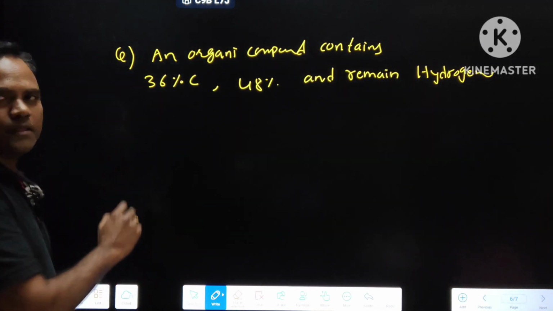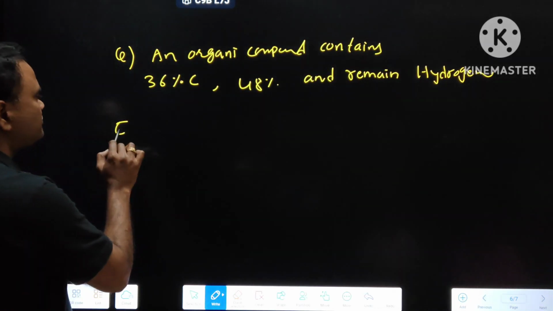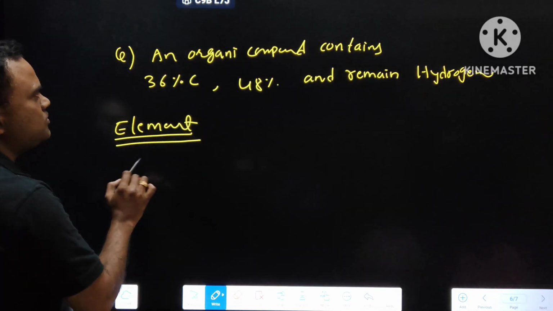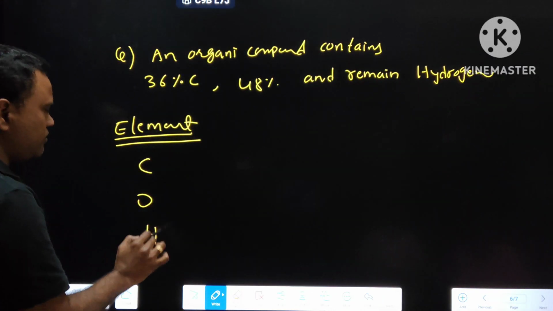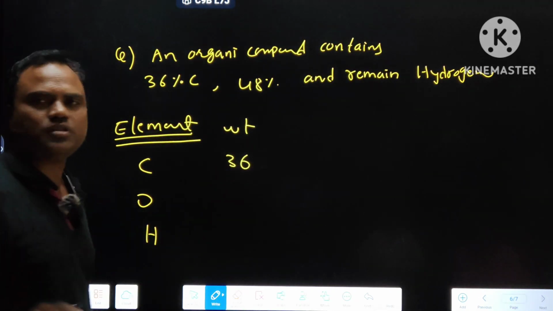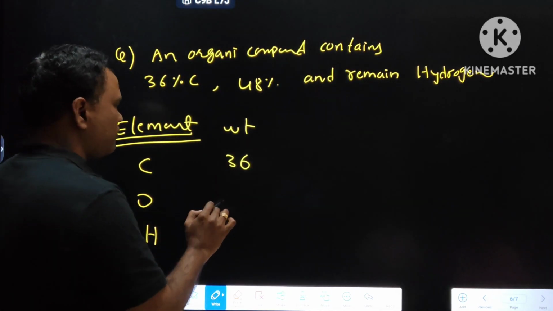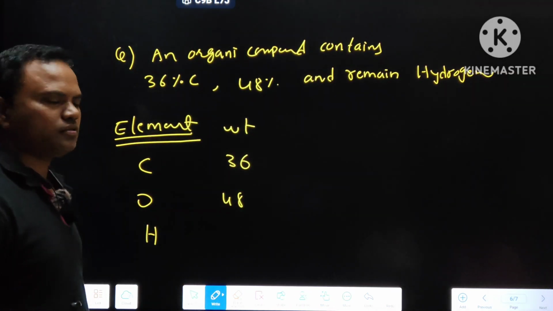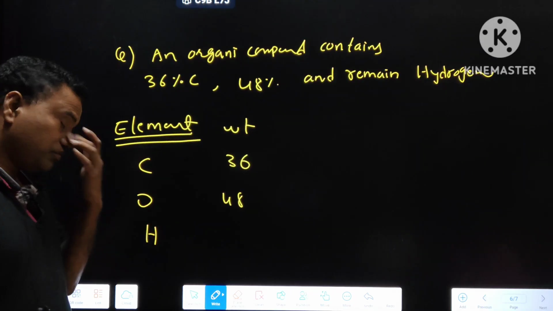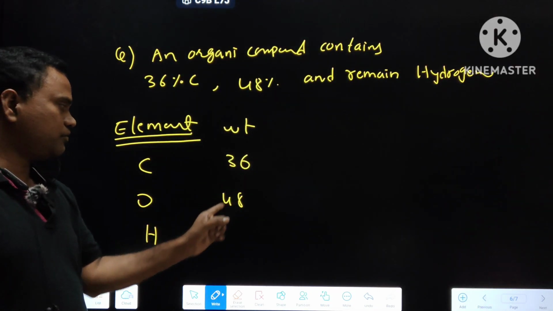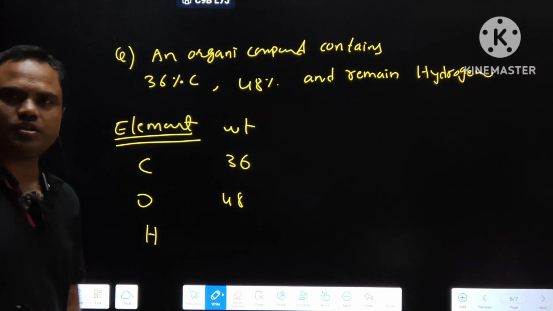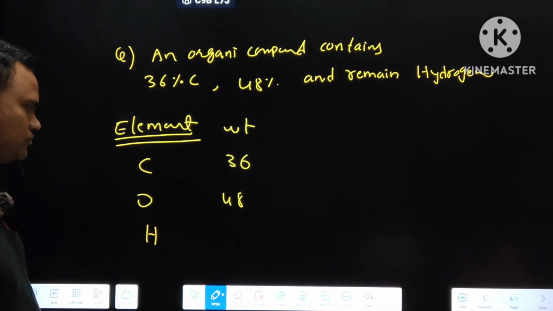Okay, the procedure: the first column is elements: carbon, oxygen and hydrogen. Write the weight directly. 36% means 36 grams. 48% means 48. Remaining: 36 plus 48, add the two: 8 plus 6 is 14, 4, 84. 100 minus 84 is 16.